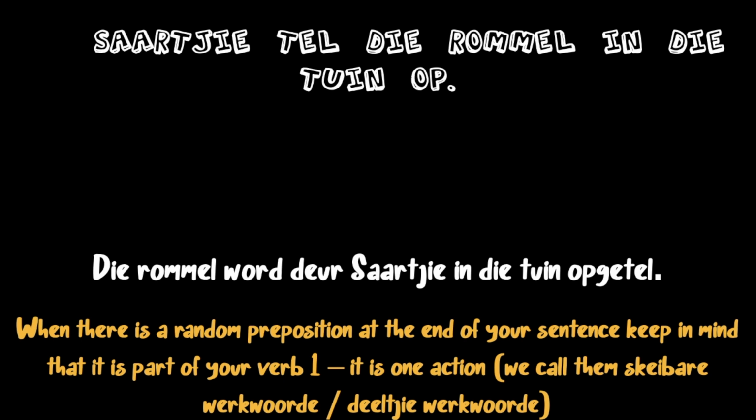We call them skeibare werkwoorde, or like I used to call them, well, when I was younger at school, we were taught about deeltjie werkwoorde. And basically what this means, it is a verb that can be written as 1 or as 2 in a sentence, and the meaning is exactly the same. The meaning doesn't change at all. So an easy way, it doesn't always work like that, okay? But an easy way to sort of remember it is that if you have a random preposition at the end of your sentence, it isn't part of stompie. And this is how you would know that it is part of your verb 1. Sort of with anything else as well. If you have a random word there at the end of your sentence and it's not part of stompie, keep in mind that it goes back to the verb 1. Okay.